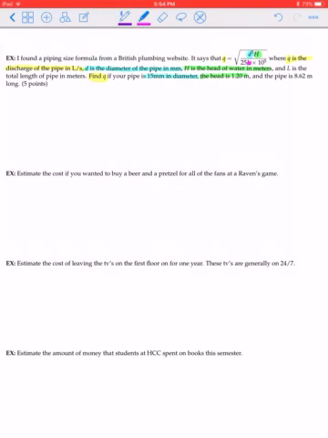L is the total length of pipe in meters. And the pipe is 8.62 meters. And part of the reason I want to do this one is because what you notice about this formula is it takes in things of different dimensions and outputs it in liters per second. So the formula itself is doing the unit conversions for you, which is pretty awesome.